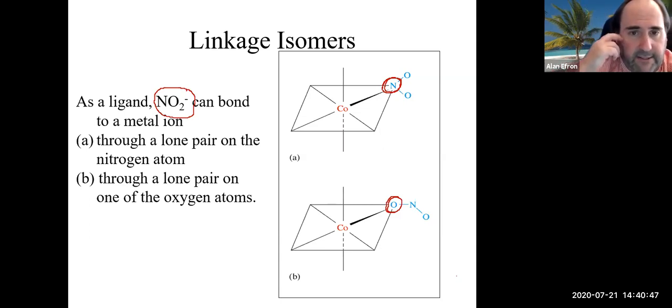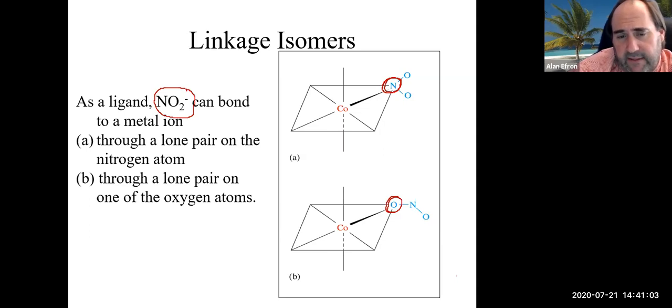So coordination isomers are differences in terms of the counter ion and the complex ion. Linkage isomers, the difference happens within the actual ligand and what is attaching to the metal.